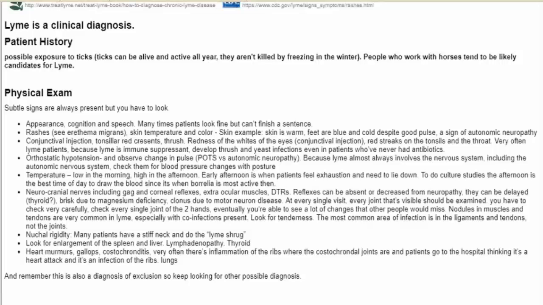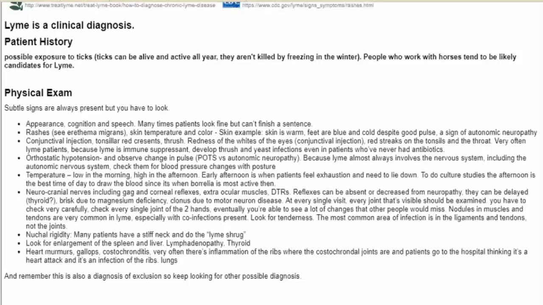Then there could be red crescents on the tonsils. They can have thrush, that's like a candida. Look for redness in the whites of the eyes, that's the conjunctival injection. Look for red streaks on the tonsils and the throat. And Dakota, as you're reading these symptoms, how soon into this infection would these symptoms occur? Well, here's the thing.